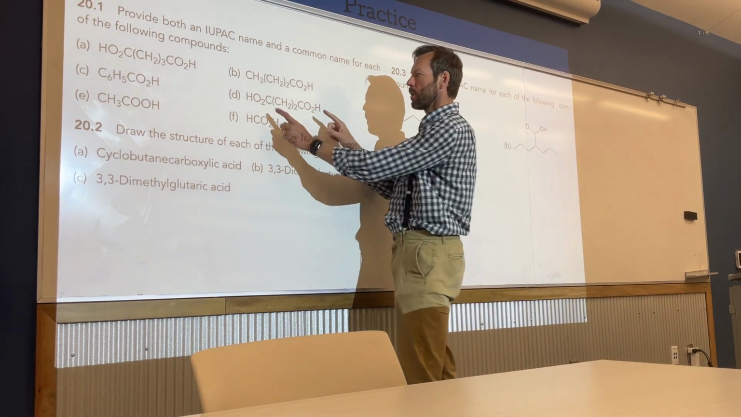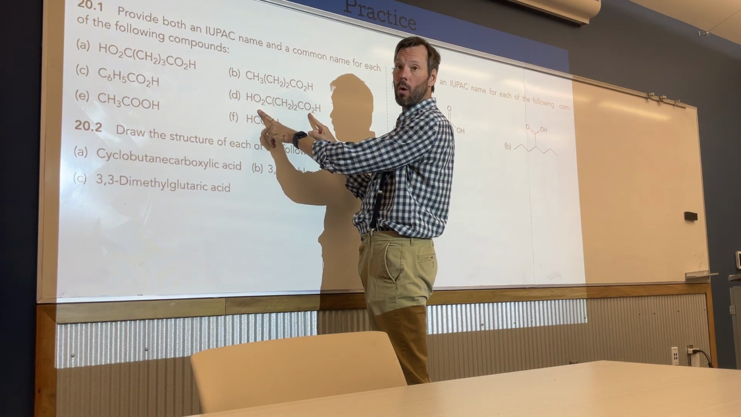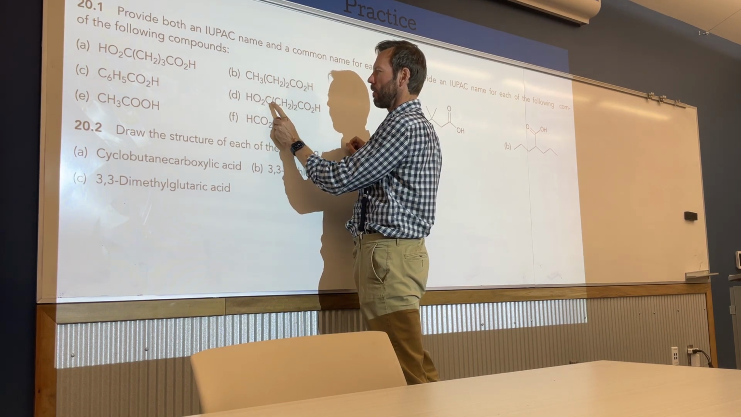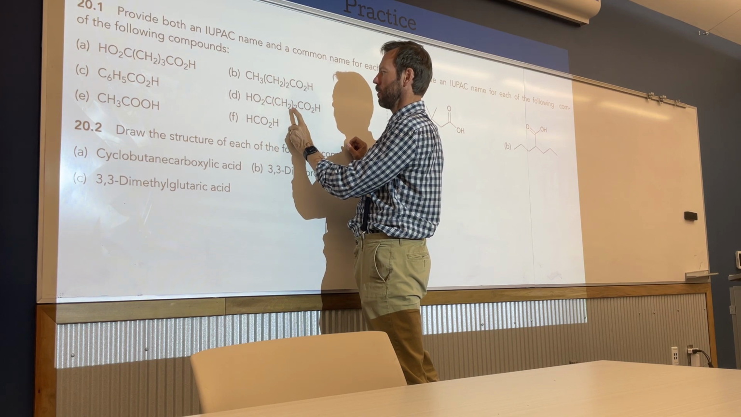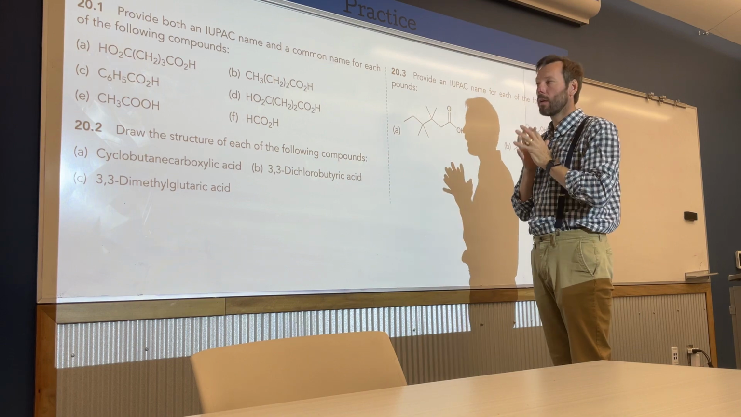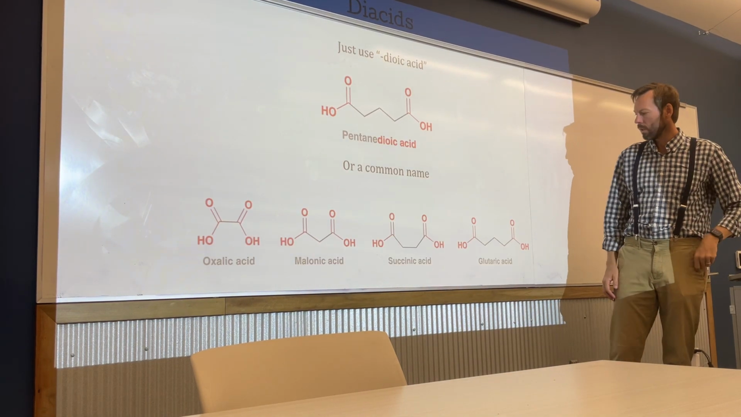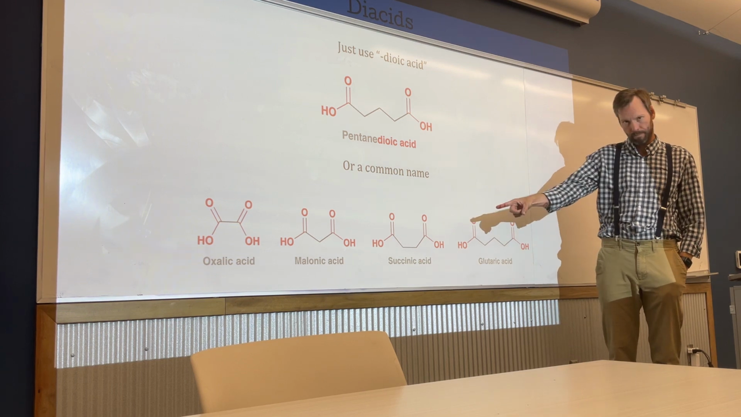D has two carboxylic acids, so it's going to be a dioic acid. And then we have 1, 2, 3, 4. Butane dioic acid.